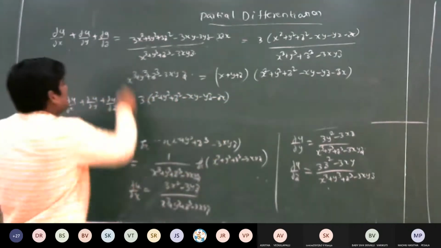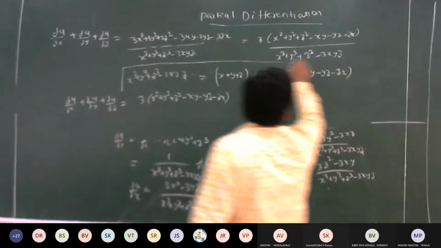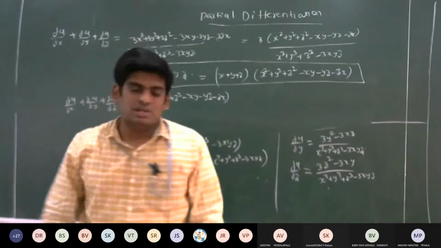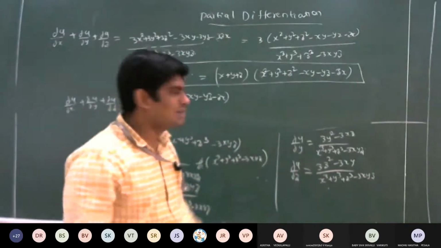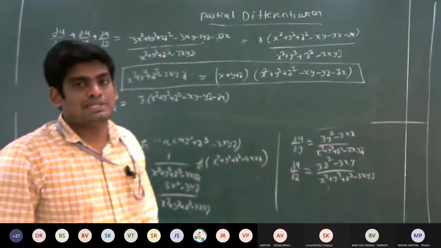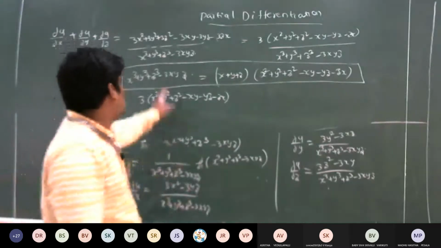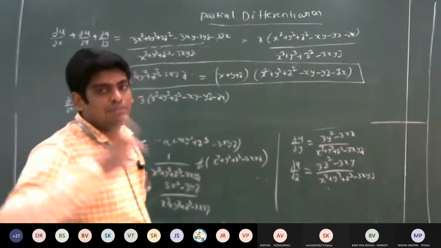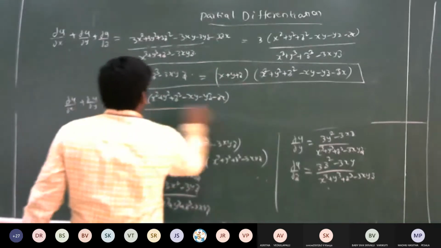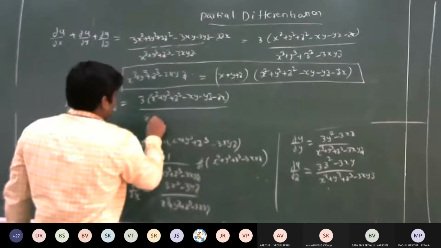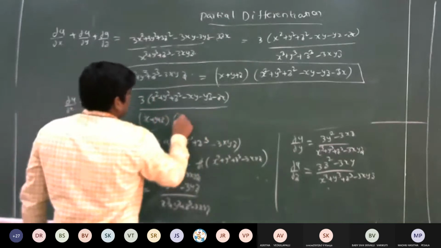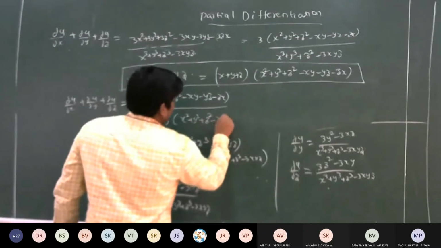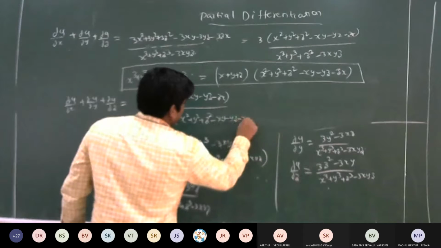So here the important thing is this formula. If you have no idea about this formula, then it takes time, the problem becomes complex and very lengthy. If you know this formula, then it is a matter of 1 minute. Therefore, the denominator value is (x + y + z) into (x² + y² + z² − xy − yz − zx).